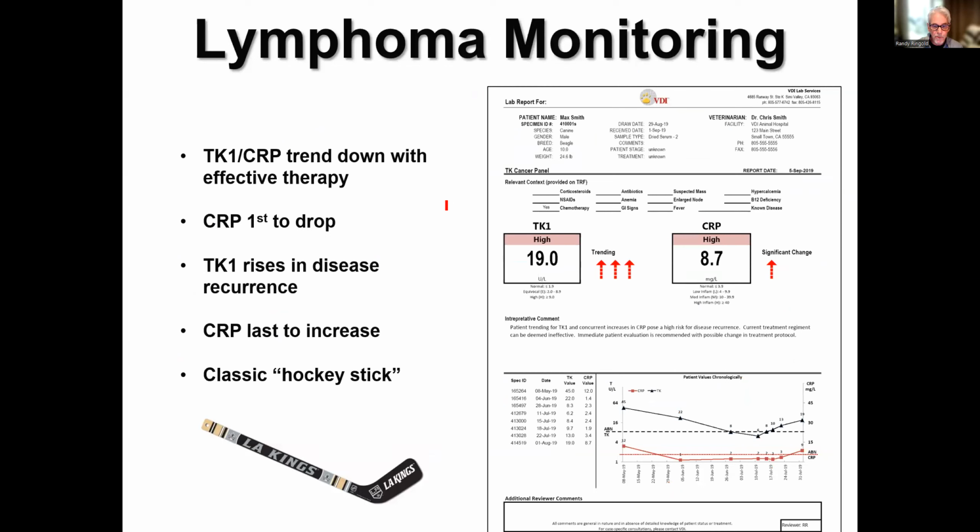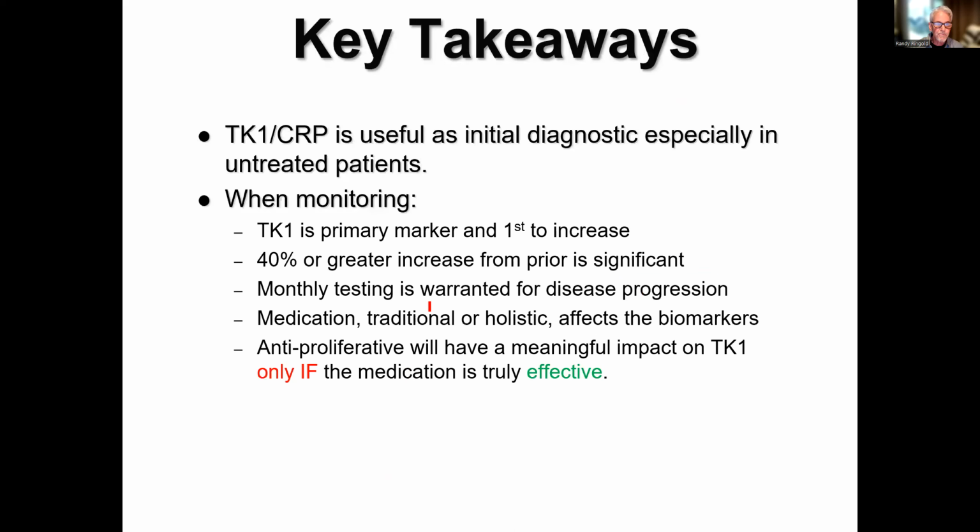So with lymphoma monitoring, TK1 and CRP trend down with effective therapy. So if it's effective, it will drop. If it's ineffective, it doesn't drop. CRP is always the first to drop. TK1 basically is the first to rise. That's just always the way it happens. So you can see CRP first to drop, CRP last to increase, and vice versa with TK1. It is the classic hockey stick and something that we used to see all the time in these lymphoma cases.